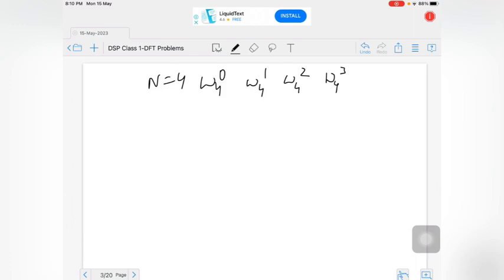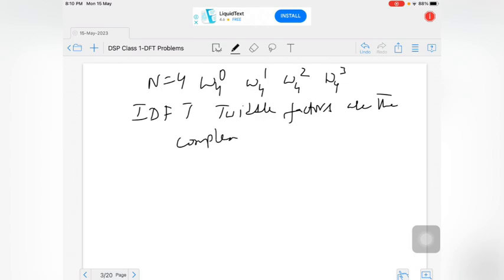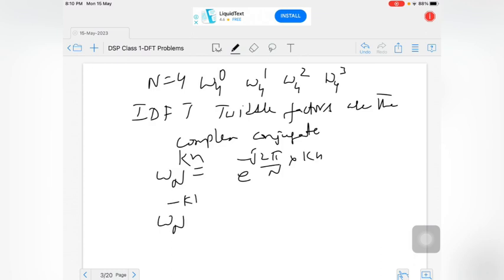Now in IDFT the twiddle factors are the complex conjugate, because in DFT we have omega n power kn, that is e power minus j 2 pi by n into kn. In IDFT we have omega n raised to the power of minus kn. So therefore we get e to the power of j 2 pi by n into kn. So you get e power j theta, that is cos theta plus j sin theta. So whatever twiddle factor we obtain in DFT, you can take the complex conjugate, and you will get the twiddle factors for IDFT, that we can see here.